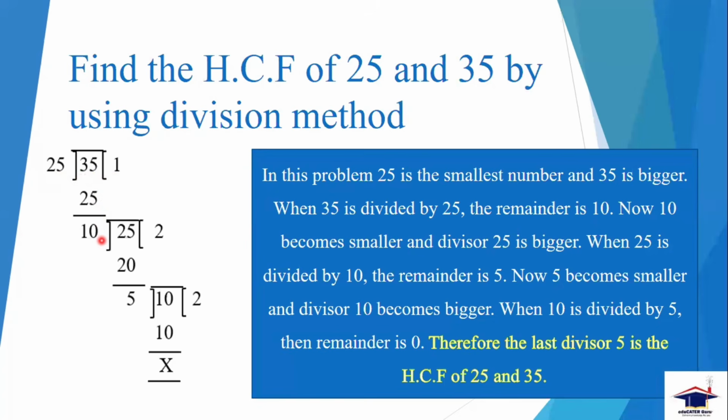So when the remainder is 10, 10 becomes the smallest number and the divisor 25 becomes the biggest number. So 25 is again divided by 10. 10 twos are 20. The remainder is 5. Now 5 becomes the smallest number and the divisor 10 becomes the bigger number. So we'll divide 10 by 5. 5 twos are 10. Here the remainder becomes 0. Therefore, the last divisor was 5. If you see here, we first started with 25, then it became 10, then 5 and then 0. Before 0, the last divisor was 5. Therefore, the HCF of 25 and 35 is 5.